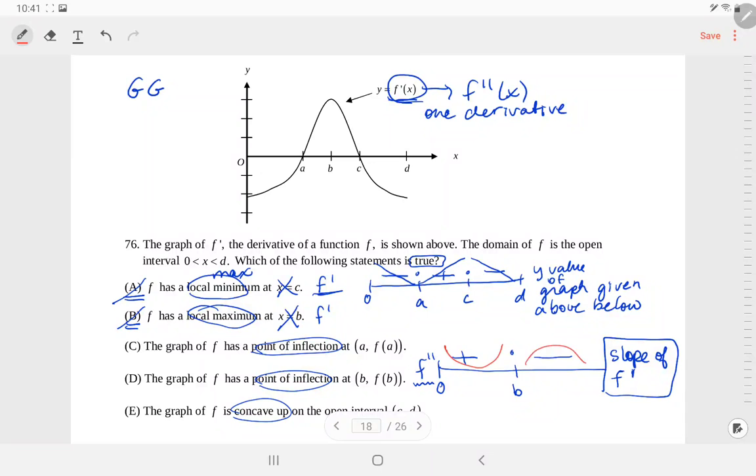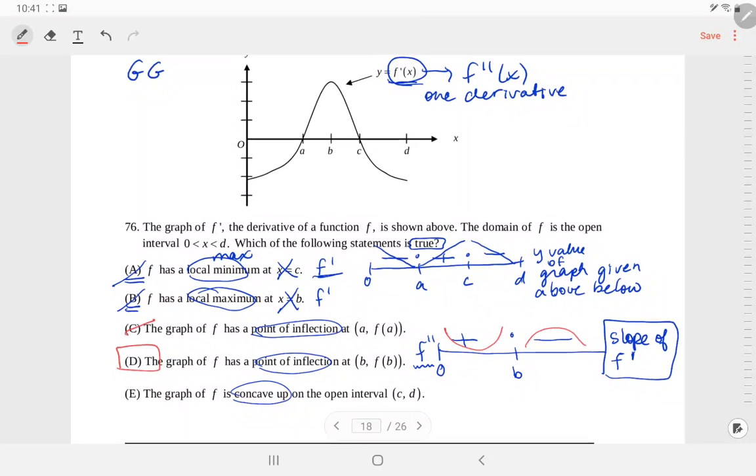So let's see, point of inflection at b, f of b. I like this one. Point of inflection at A, no. And it says it's concave up in the open interval from C to D. Where is C? C to D? No, C to D, it's concave down. So that'd be a no. So then D is the answer. That was kind of fun. Okay, so basically what we're doing with graph given problems, I like to have multiple labels. One label is what I'm actually looking at on the graph, and then the other label is its real name.